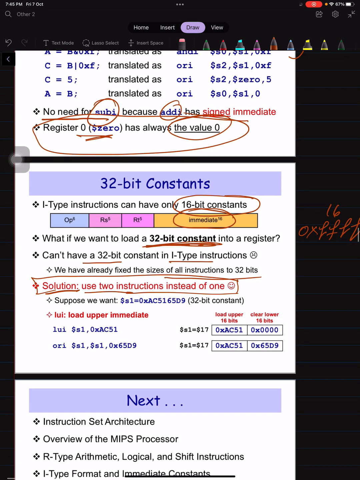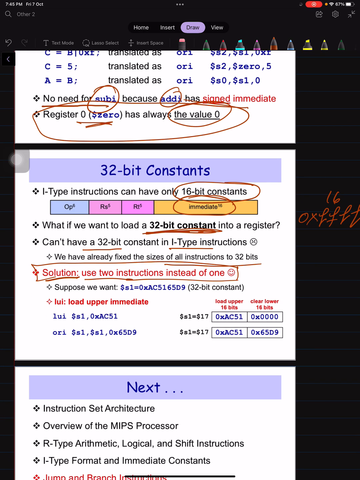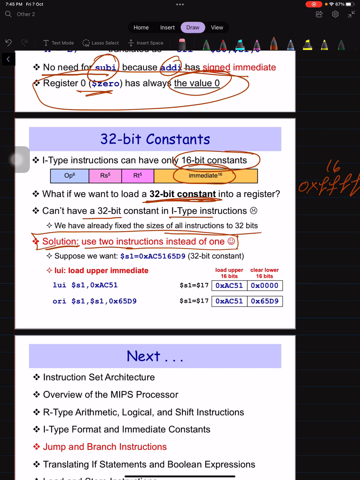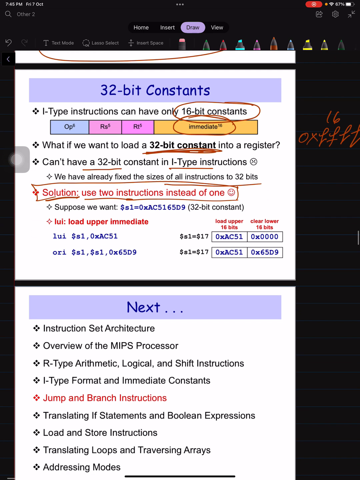You can do that, or you can use a jump. Using a jump here is really interesting, and we're going to talk about the jump in part 2. See you.